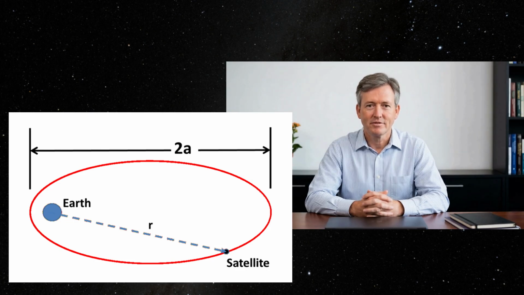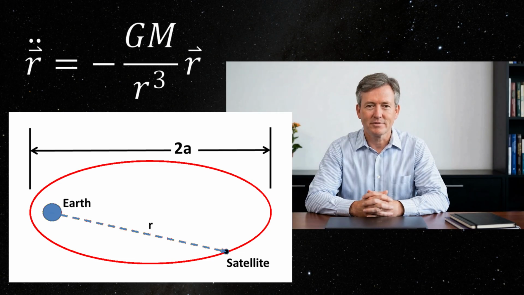Newton developed a theoretical foundation for this orbit, and it is described by the second-order differential equation that I now show. In this equation, Gm is the universal gravitation constant multiplied by Earth's mass. The arrow over radius indicates that it is a vector, and the double dot over radius indicates that it's the satellite's acceleration. When this equation is solved numerically, it produces the perfect Keplerian orbit.